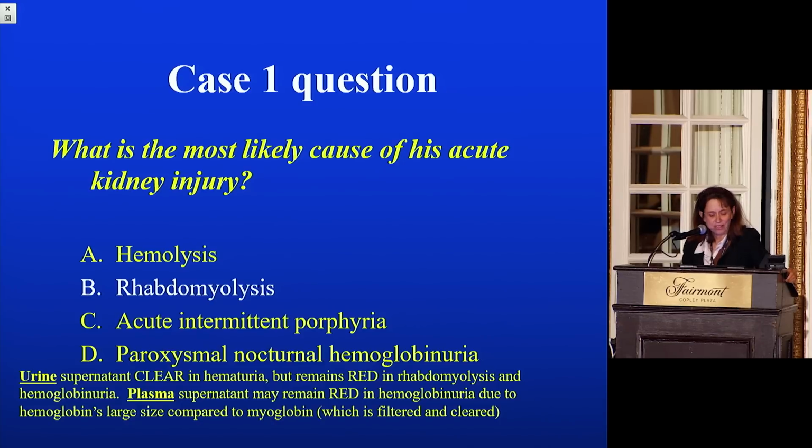A and D are both hemolysis. Intermittent porphyria, the red color, is made by porphyrin, the heme moiety. The right answer is rhabdomyolysis.